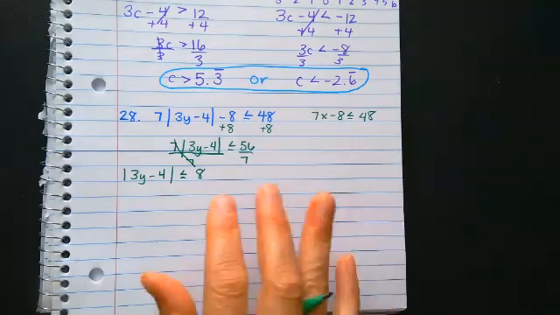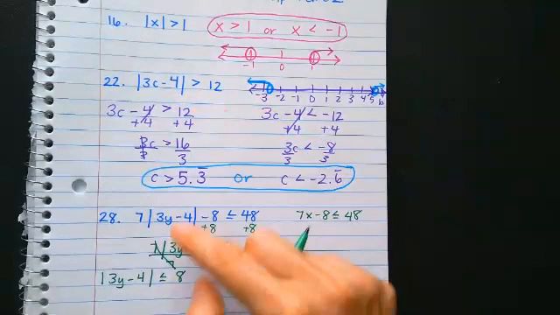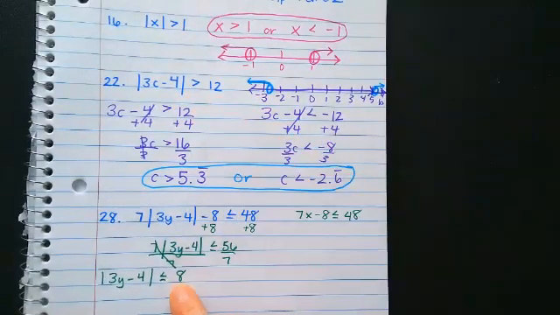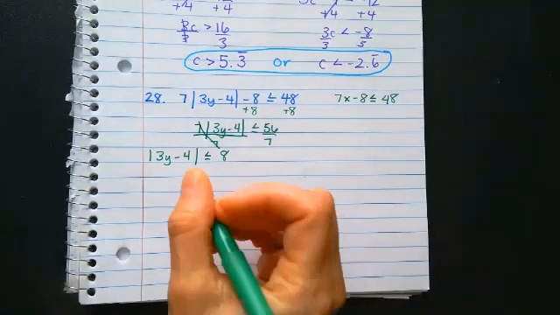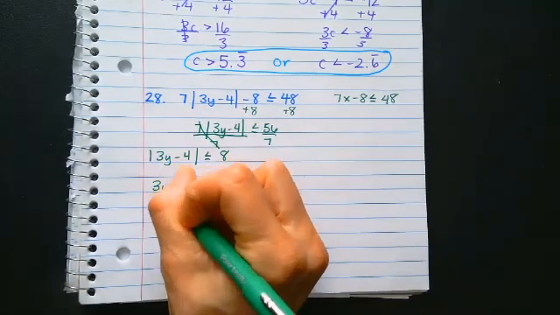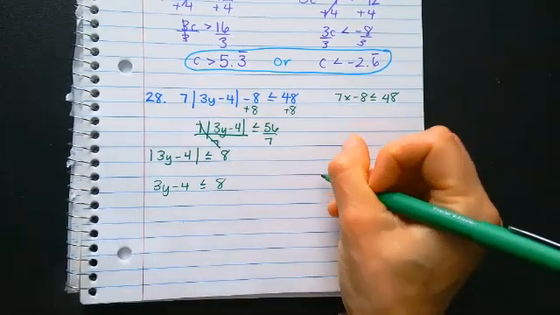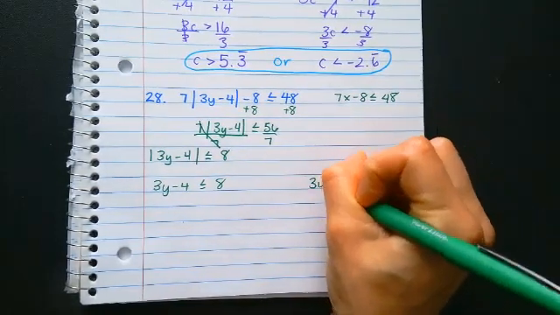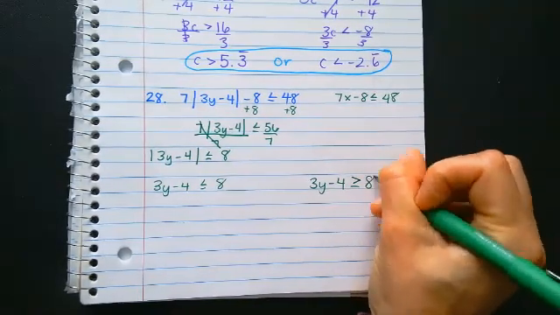Okay, now we're to the point where we were up here, and it's almost the same thing. This one was a 12, this one is an 8. So now everything's in the absolute value. We have to split it and solve each. So we're going to do 3y minus 4 is less than or equal to 8, and then we have to do the negative side, 3y minus 4, and we're going to flip it, is greater than or equal to 8.